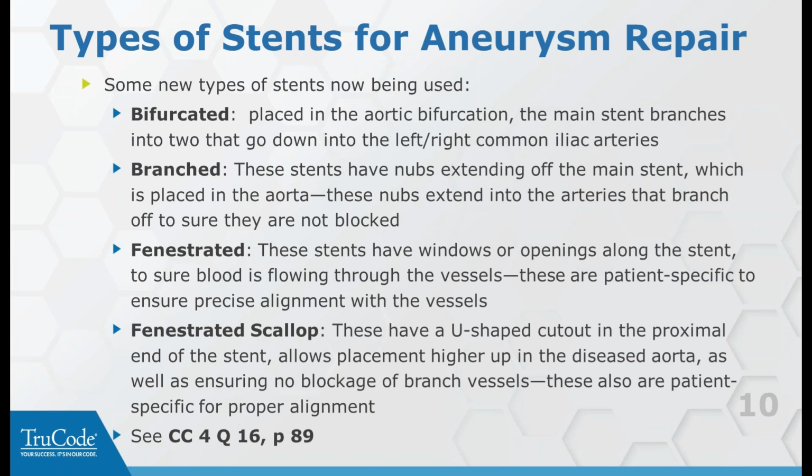The fenestrated scallop at the bottom has a U-shaped cutout in the proximal end of the stent. And the good advantage of that is that you can place that main part of the stent higher up in the diseased aorta, as well as having the scallops and the fenestrations to make sure that the blood is properly flowing through there. You can see a lot more detail about these stents in the fourth quarter 16 coding clinic.